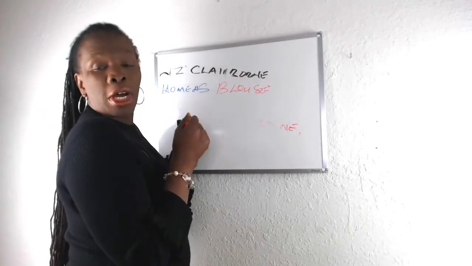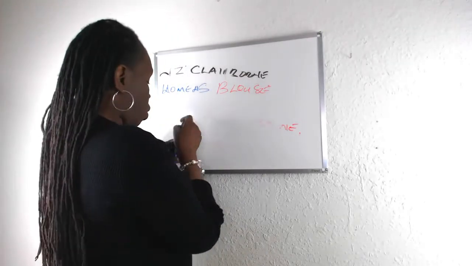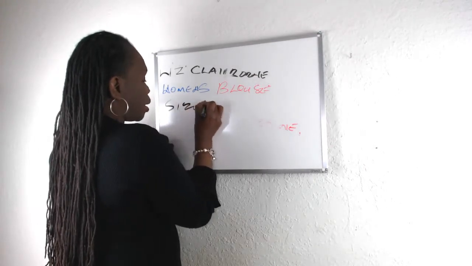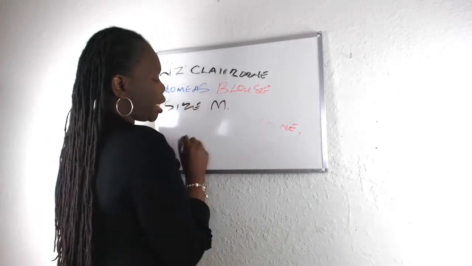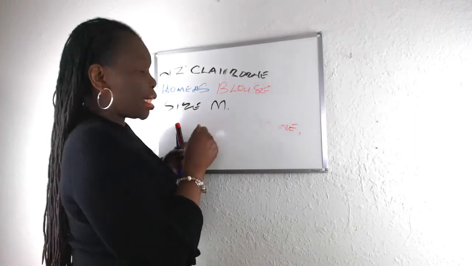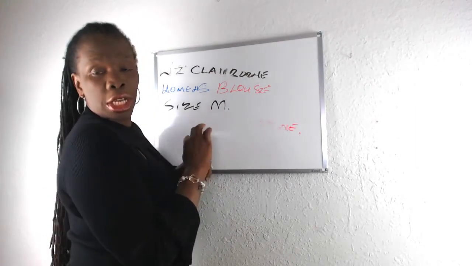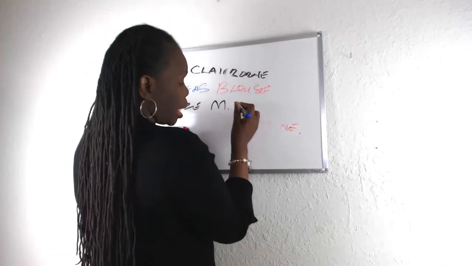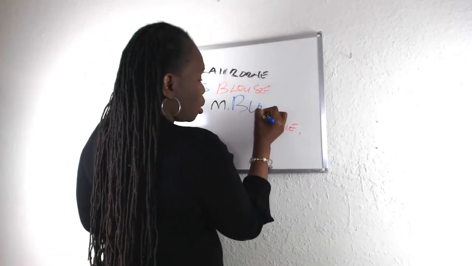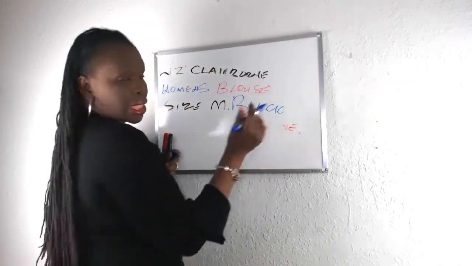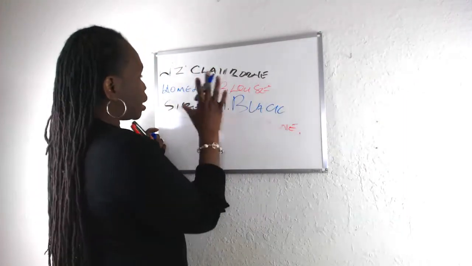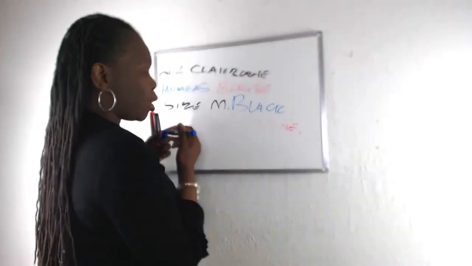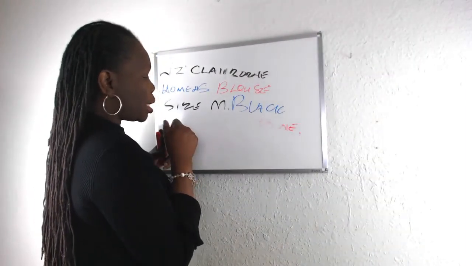And then what size is it? So you'll say size M for medium. So after the size, you are going to follow with the color. What color is it? It is black. So black. All this is still in the first line. I'm doing it this way because I don't have enough space. My whiteboard is a little bit small, and I'm writing big so that you can see.